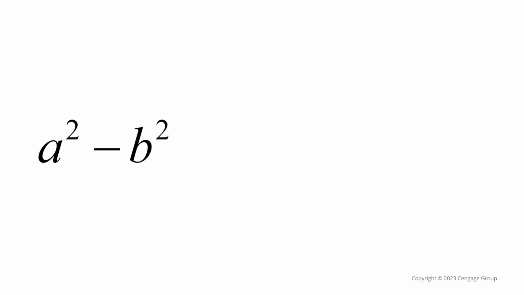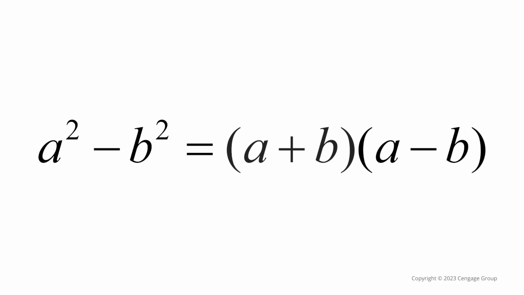a squared minus b squared equals the factor a plus b times the factor a minus b. That is, a term squared minus another term squared is equal to the sum of those terms times the difference of those terms.